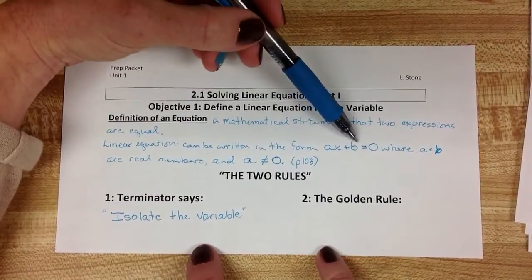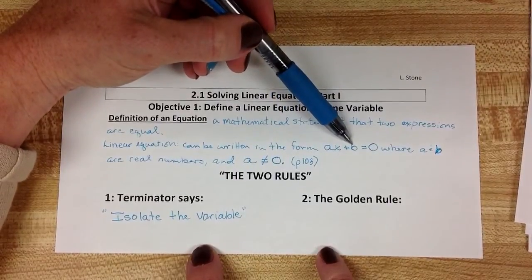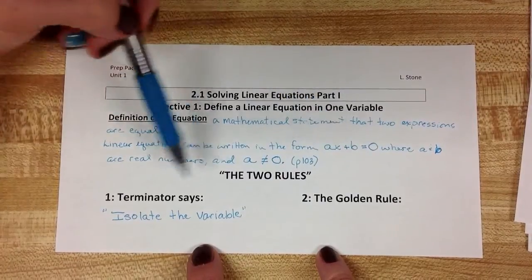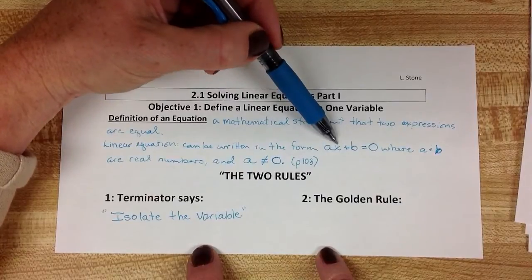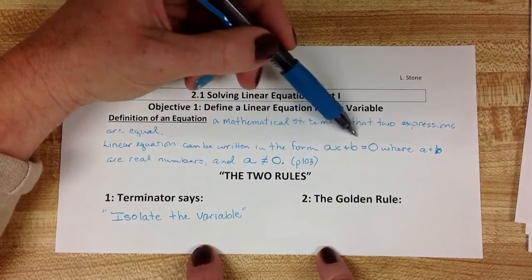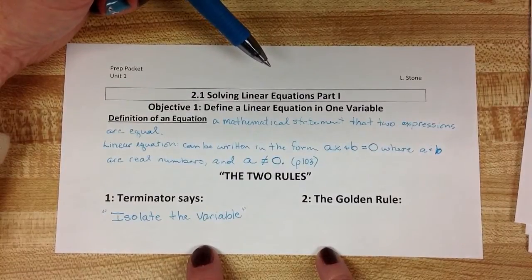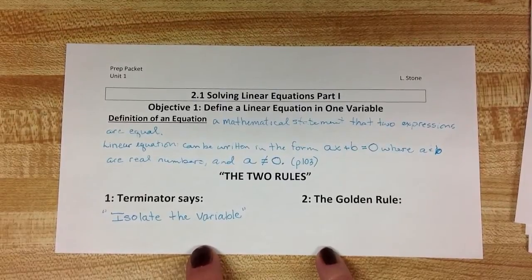So if we look back up at our form here, remember these A's and B's aren't actually letters, they're going to be numbers. So the variable is going to be the x, and our goal is going to be to isolate it. That means get it all by itself on one side of the equal sign, and get all of this other stuff to move over to the other side of the equal sign. Okay? So that's going to be one goal that we work toward with every problem that we solve.